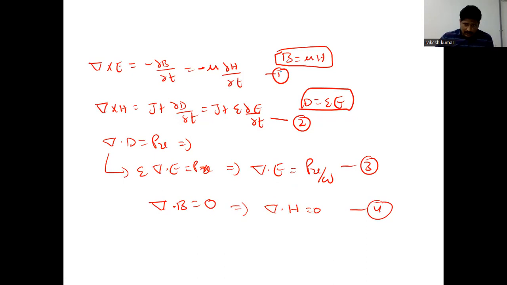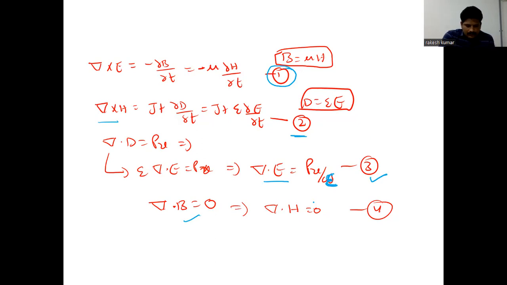This is the first expression: del cross E is equal to minus mu into dou H by dou t. This is the second equation: del cross H is equal to J plus epsilon dou E by dou t. And the third equation: del dot E is equal to rho v by epsilon. This is the third one. And the fourth one: del dot H is equal to 0.